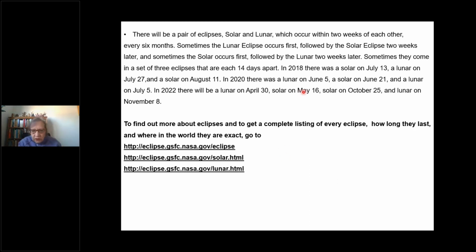So sometimes the lunar is first, followed by the solar 2 weeks later. Sometimes the solar is first, followed by the lunar 2 weeks later. Sometimes they come in a set of three, depending on, of course, where the angles and latitude are, where the sun and moon meet. So they are each 14 days apart.